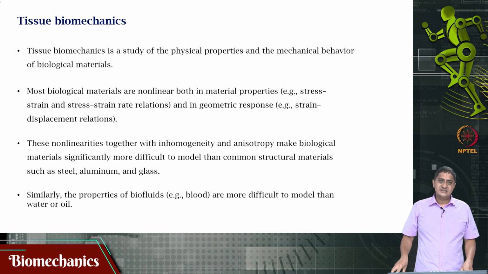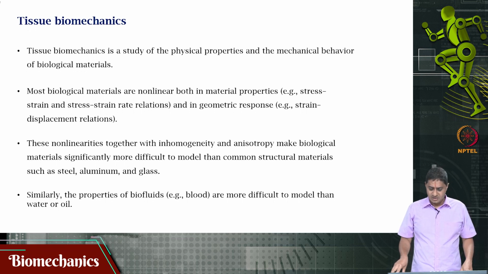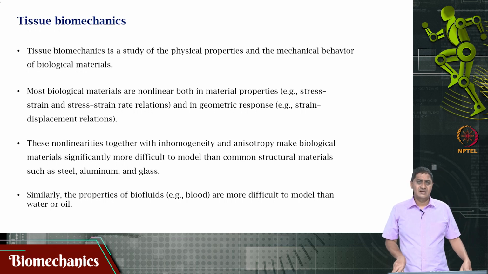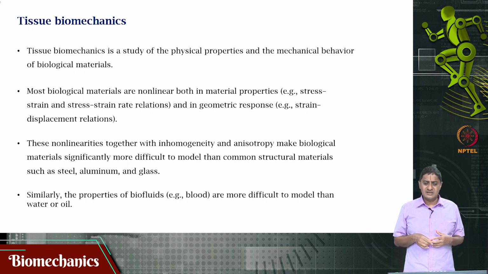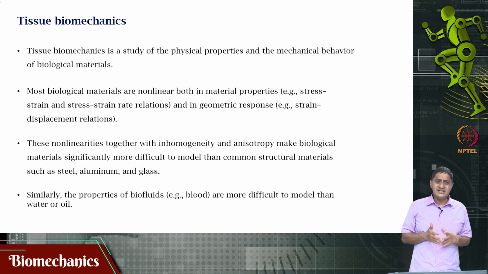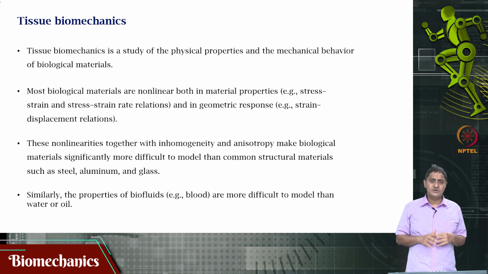So, these non-linearities in biological materials, along with other constraints such as inhomogeneity and anisotropy, make biological materials a lot more difficult to model and to study than the common structural materials or the common engineering materials such as steel, aluminum and glass. Right. So, what is inhomogeneity? Homogeneity means that the material property is the same throughout, right? It doesn't matter where you sample from in that bulk of the material, wherever you sample from, the property remains the same. Actually, even in engineering materials this is a challenge, but in biological materials homogeneity is almost never to be found.